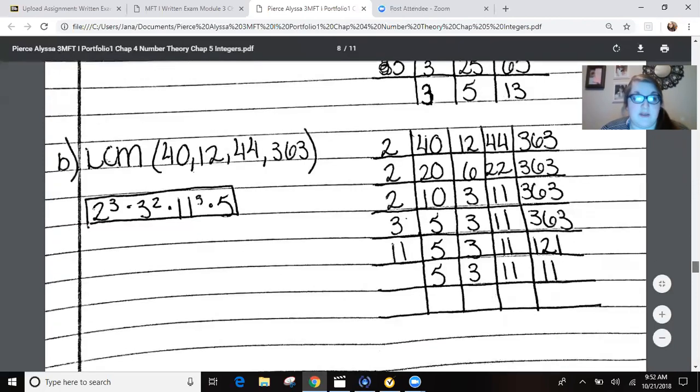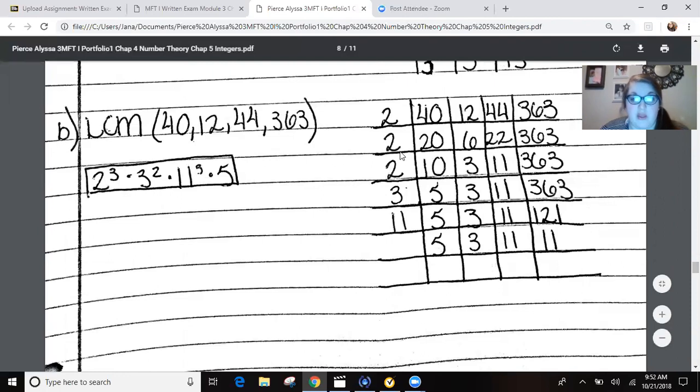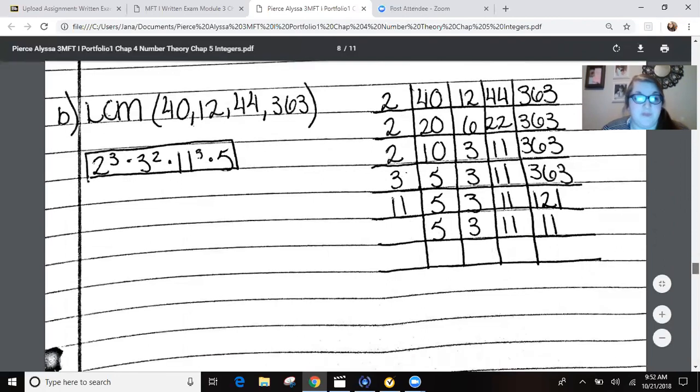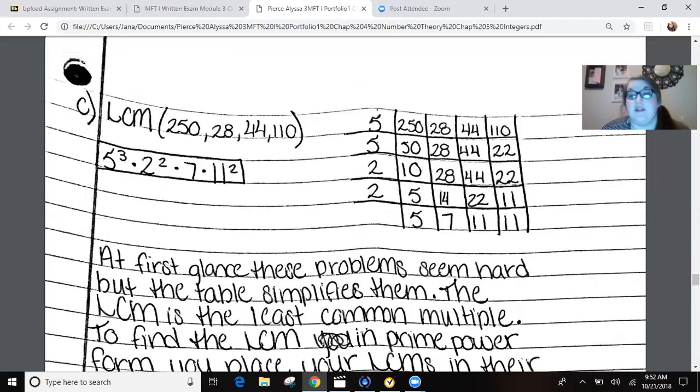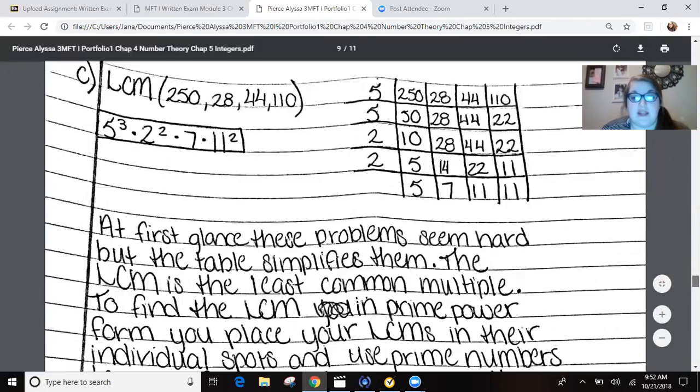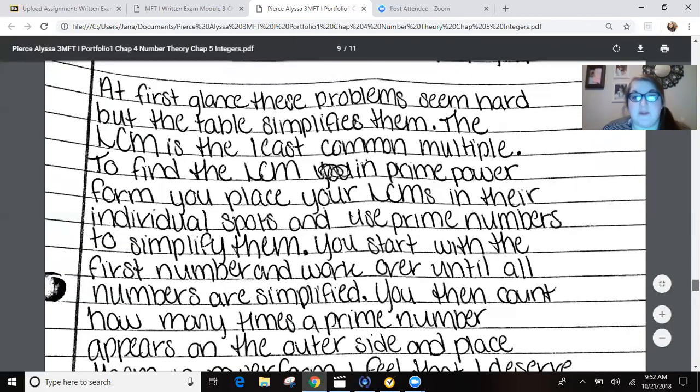Okay, so we do the same thing for B and come out with 2 to the 3rd power, 3 to the 2nd power, 11 to the 3rd power, and 5 to the 1st power. For C, much the same. We are given 4 of these numbers of the LCMs, and then we're to break that down. So we go all the way down. We end up with 5 cubed times 2 squared times 7 times 11 squared. So at first glance, these problems can seem hard, but the table simplifies them for you.